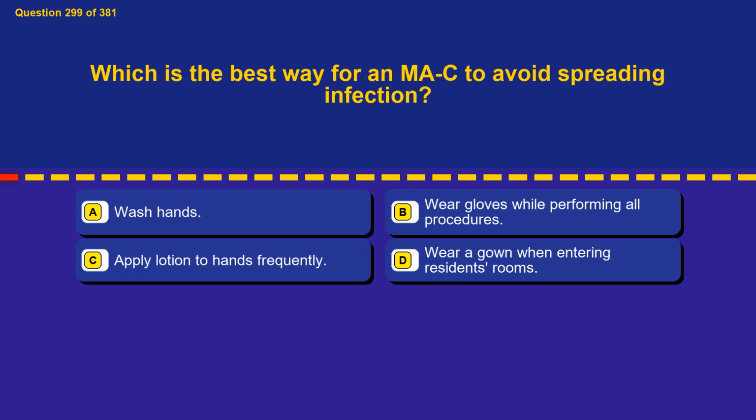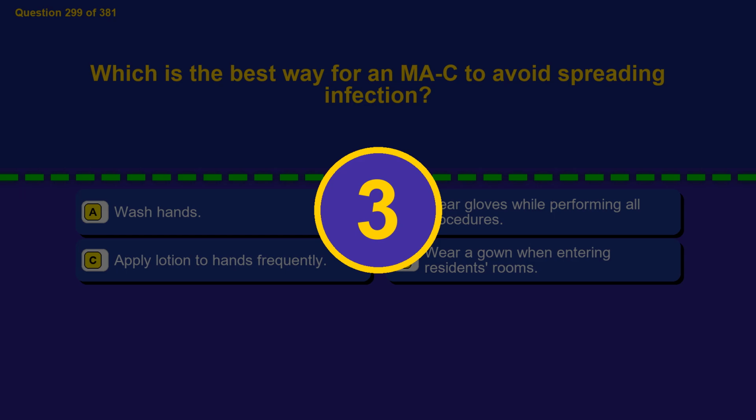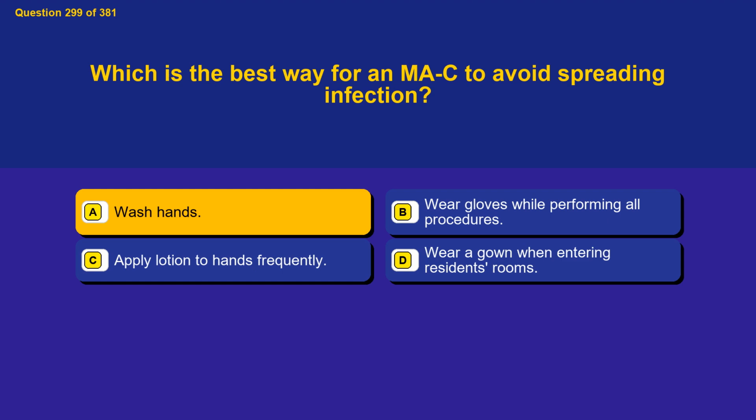Question 299. Which is the best way for an MASI to avoid spreading infection? Option A, wash hands. Option B, wear gloves while performing all procedures. Option C, apply lotion to hands frequently. Option D, wear a gown when entering residents' rooms. The correct answer is option A, wash hands.